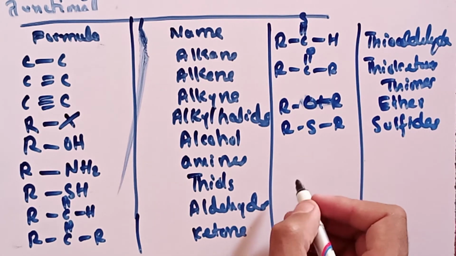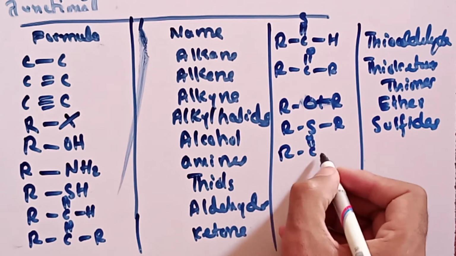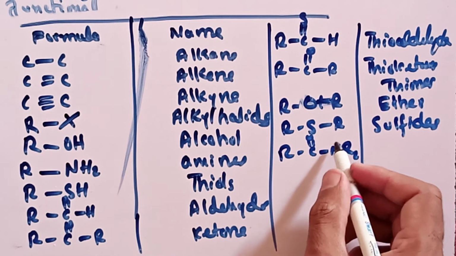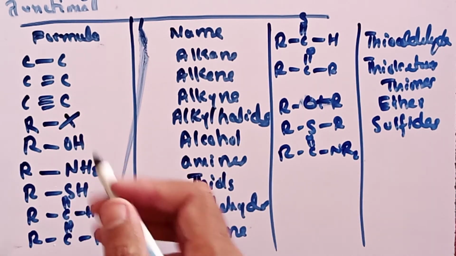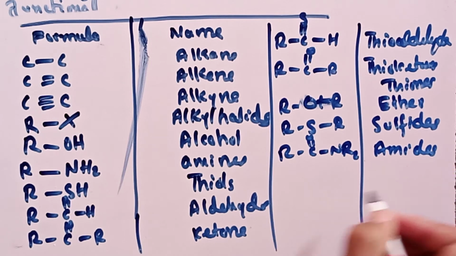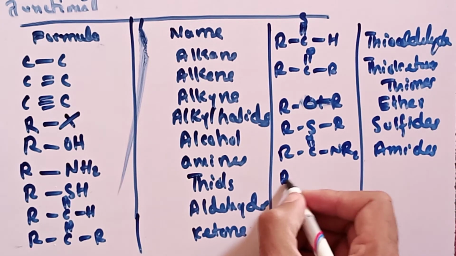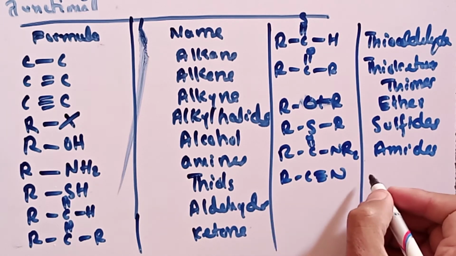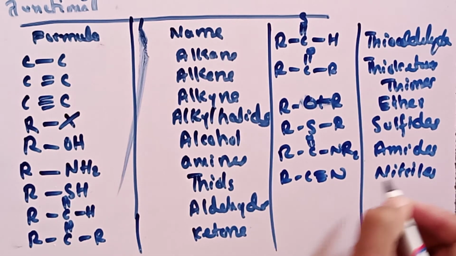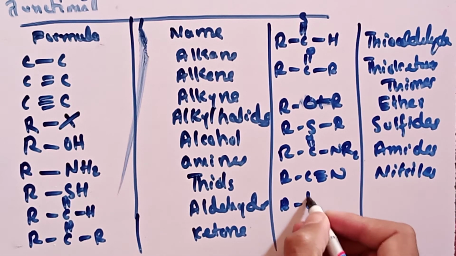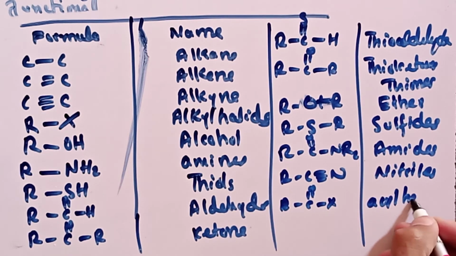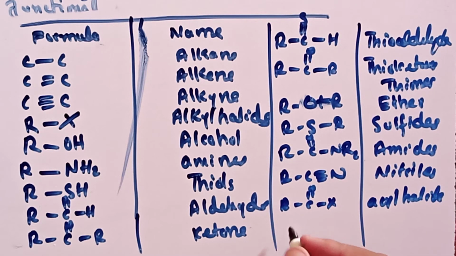When there is RC double bond O NH2 or NR2 attached, instead of OH as in a carboxylic acid, this group will be called amides. When there is RC triple bond N, a cyanide group attached, it will be called nitriles. When there is RC double bond O with a halide attached, it will be called acyl halide.